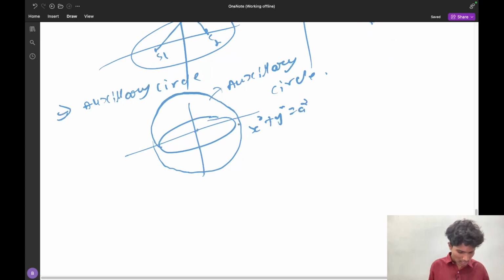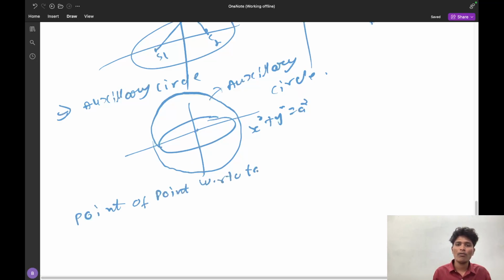Now the position of a point, again, the position of a point with respect to the ellipse.